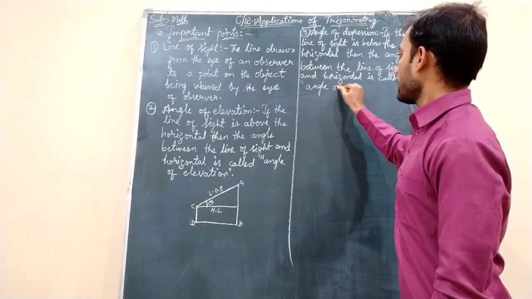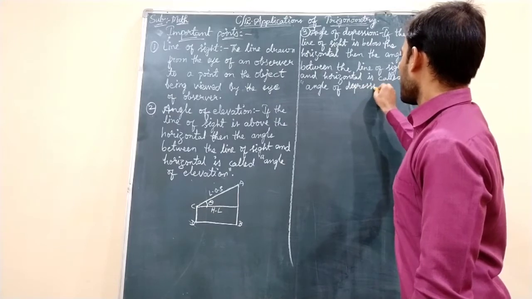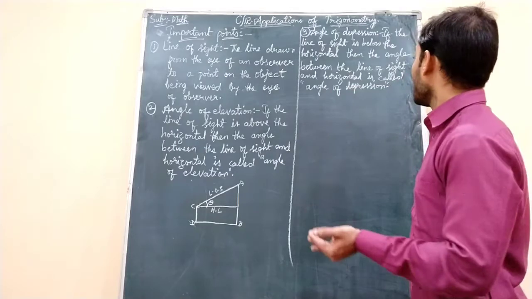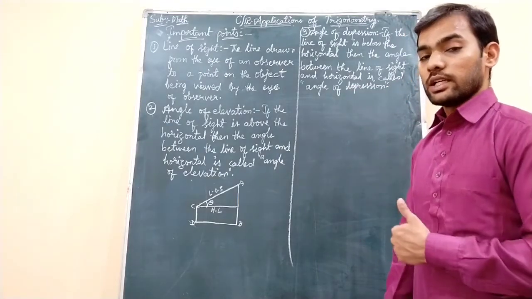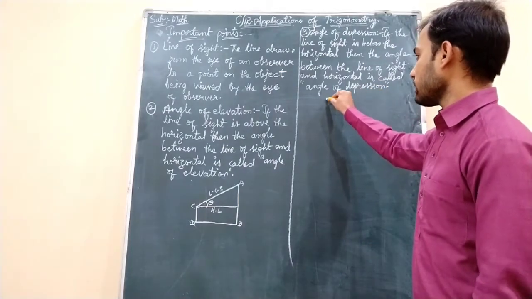It is called angle of depression. Okay, students, if the line of sight is below the horizontal, then the angle between that horizontal and that line of sight is called as what? Angle of depression. Let us try to understand this also with the help of an example.